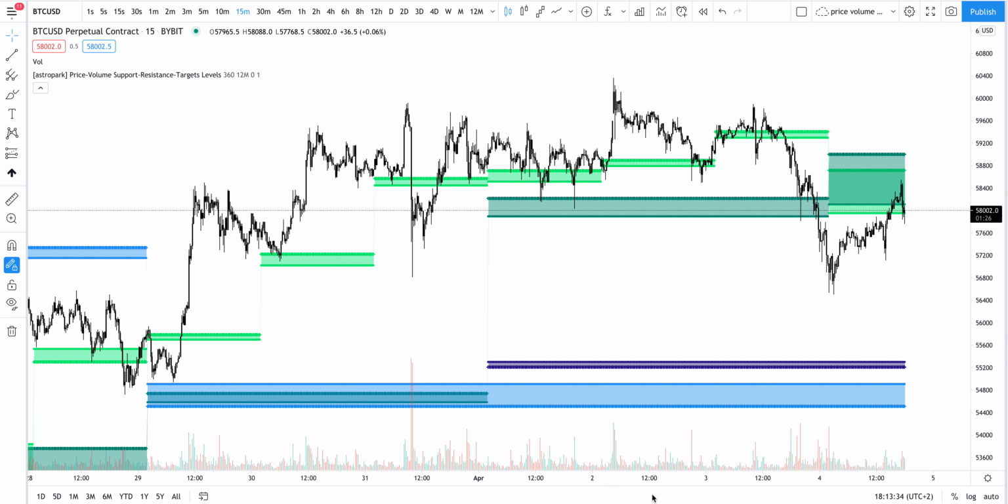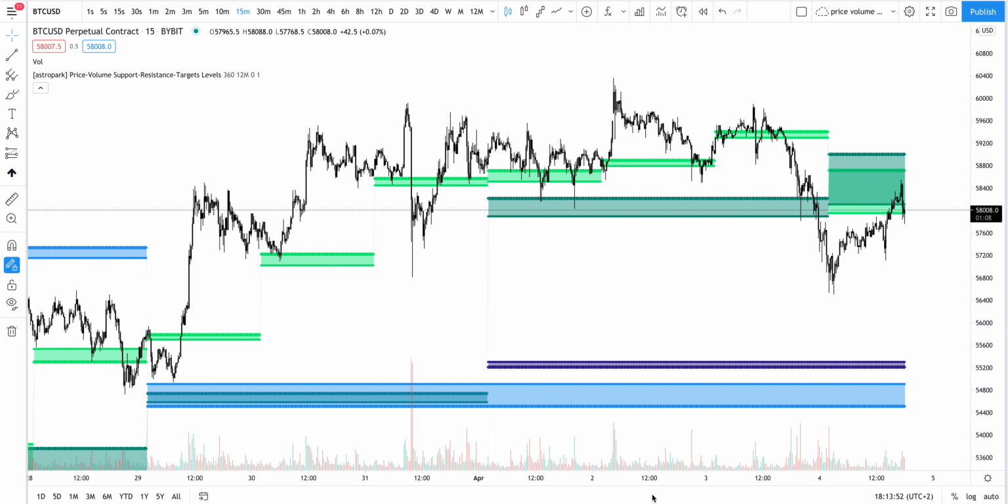Hi guys, this is Astropark, and today I'm going to explain how to use one of my newest indicators, which is this Price Volume Support to Resistance Targets Levels indicator.